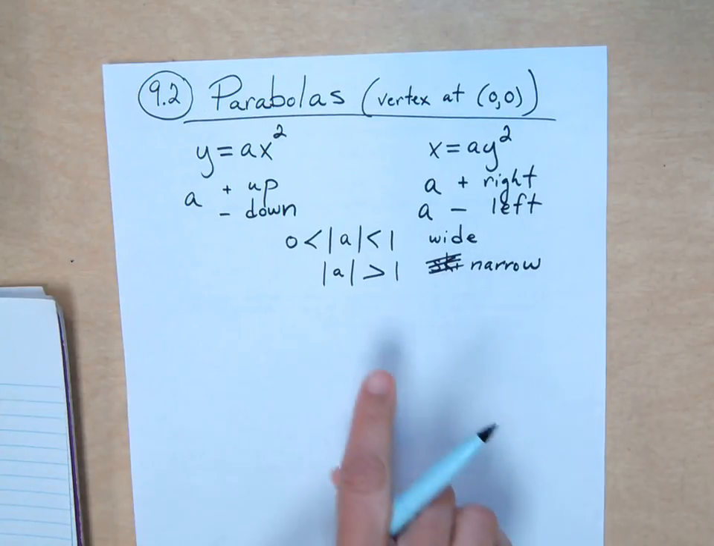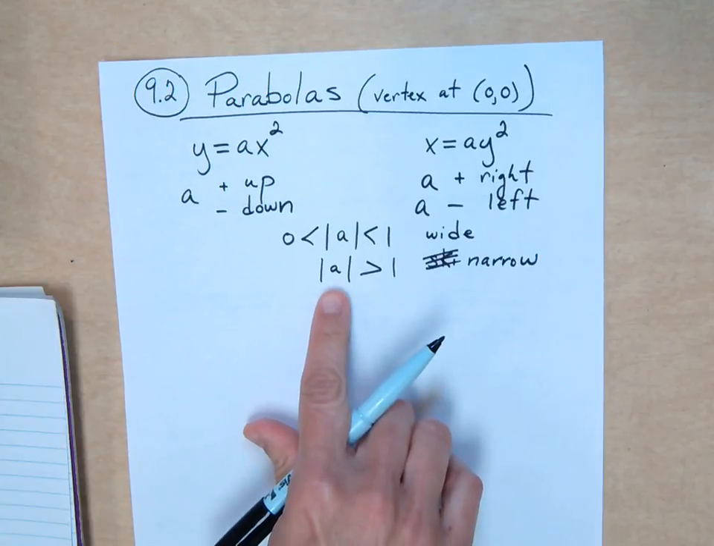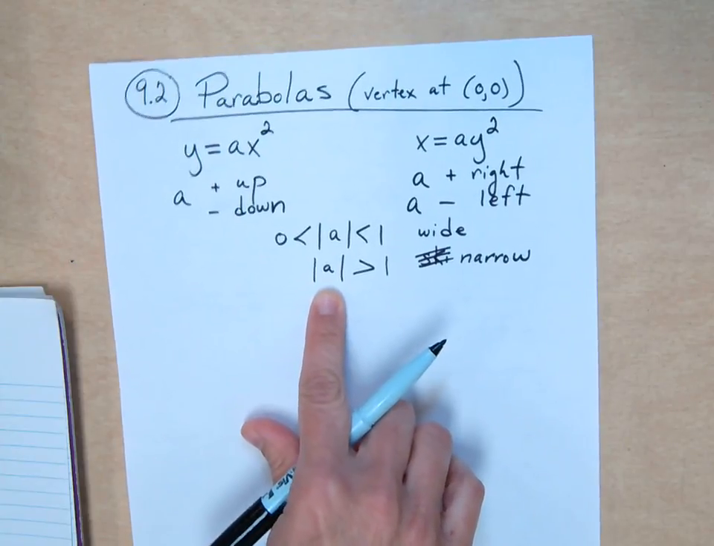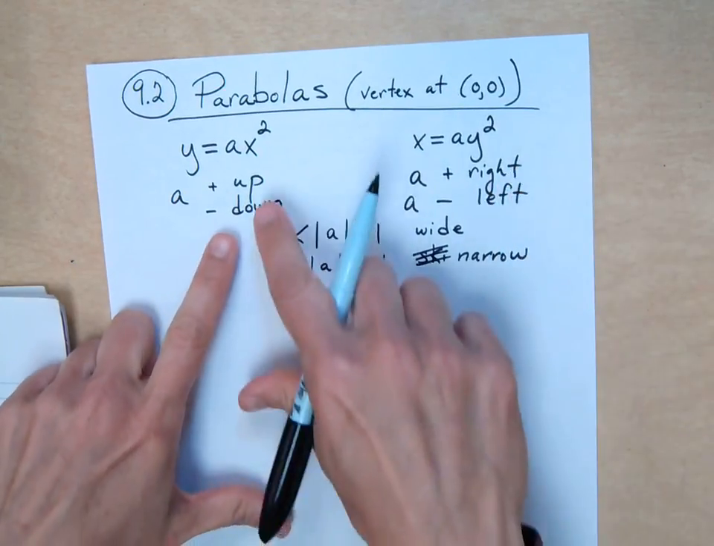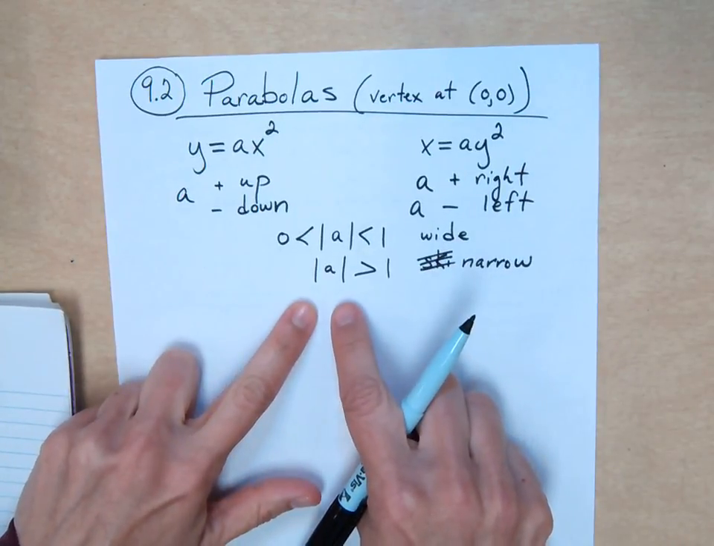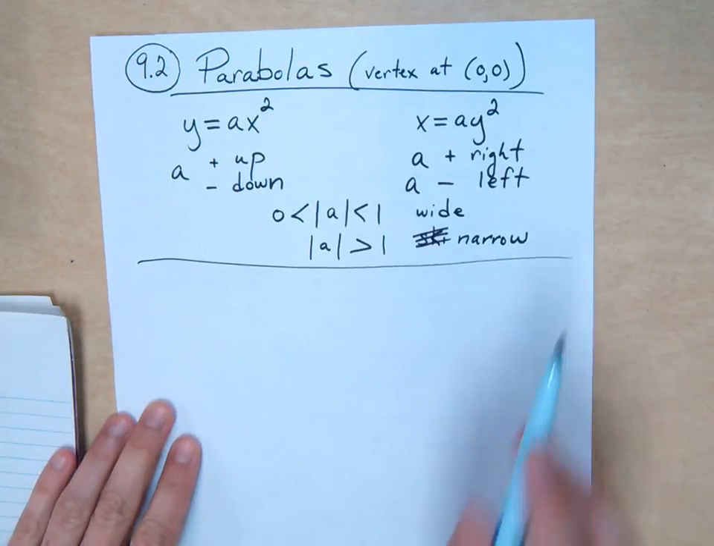Why do I use the absolute value of a? So I don't have to worry about the negative, the sign. Right. So the sign tells us what direction it opens. The magnitude of a tells us if it's wide or narrow. Okay, so that's all you need to know.